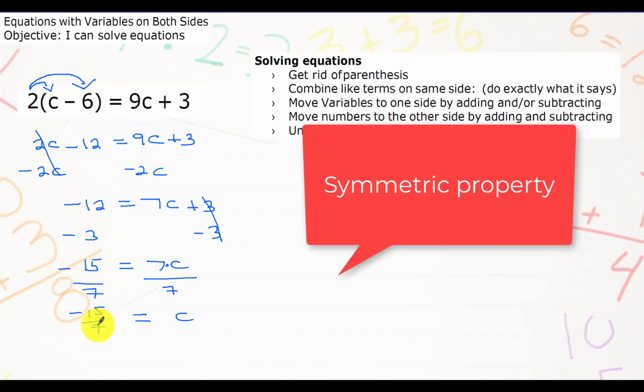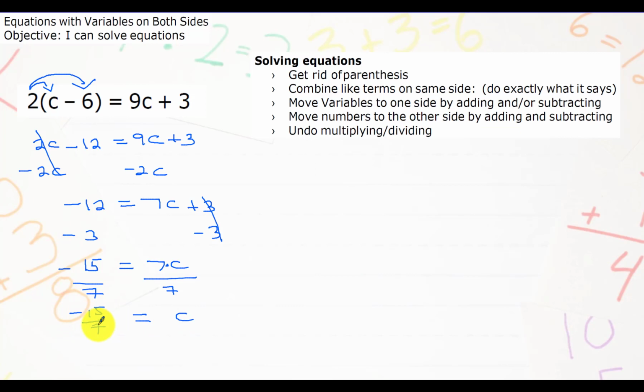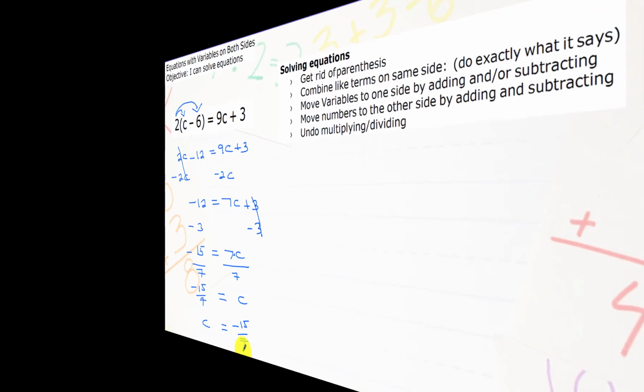Now using symmetric property, it says here negative 15 over 7 equals c. We can also write this as c equals negative 15 over 7. And again, this is using our symmetric property.